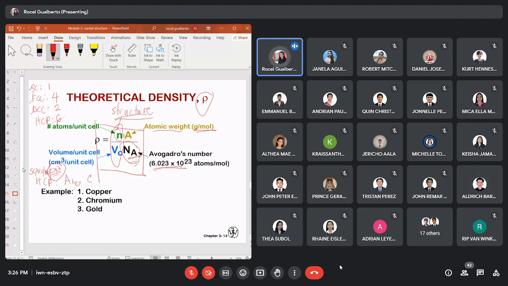Okay? May question po ba? Hello? Wala naman po. Okay, good. Okay, so let us have a sample problem. Let us have first yung copper. Let us find the theoretical density for the copper.